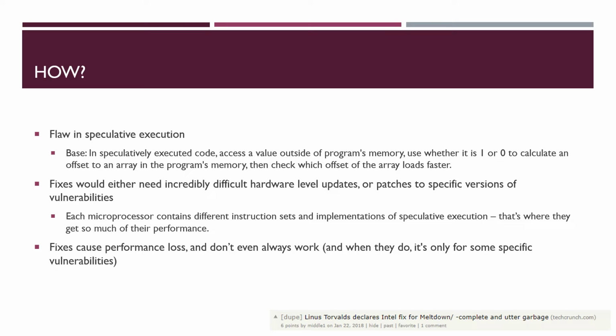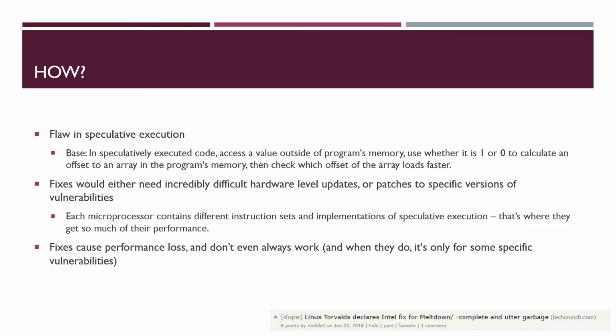Fixes would either need to be incredibly difficult hardware level updates, and most hardware level updates ended up being smaller fixes that only fix some things, or patches to specific versions of vulnerabilities, which will later on cause different problems. Every microprocessor is also very different and implemented differently, which makes patching this so much harder than it would have been if everyone just had one CPU.